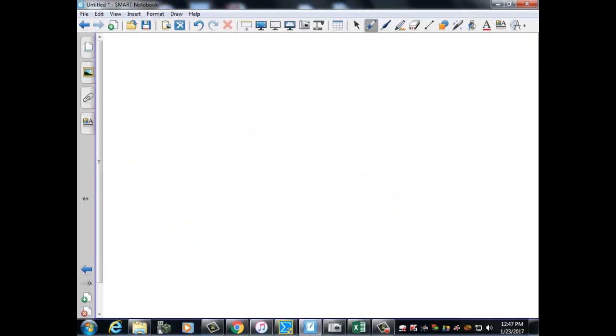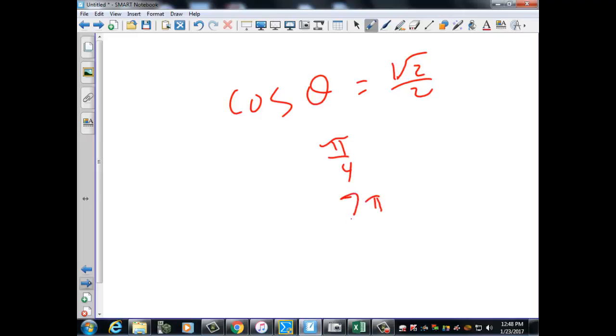Now, let's simplify this for a second, or make it way more confusing than it needs to be. Let's say I give you cosine theta equals square root of 2 over 2. It's just positive, not negative. What would the answers be? Well, we know that pi over 4 is an answer, and we know that 7 pi over 4 is an answer. Yes? That's what we just talked about.